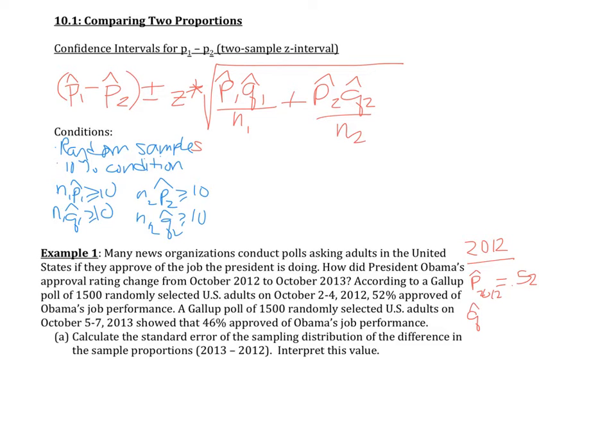You can find your Q hat, remember, from subtracting that from 1, which gives you 48%. And your N for 2012 is just your sample size, which was 1,500. And for 2013, my P hat of 2013 is going to be 0.46. Q hat you'll find is 0.54, and the N for that one is again 1,500.